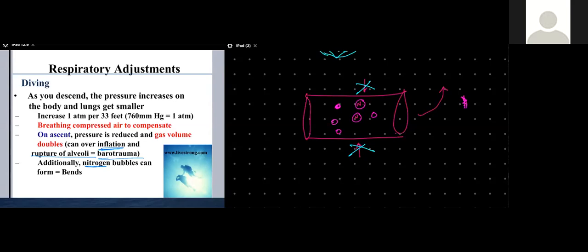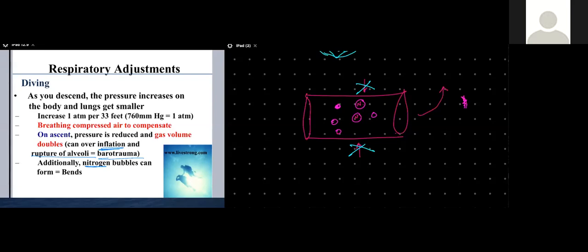That's why a person on a rapid ascent might develop a paralysis. Most likely it's going to be hemiplegia.